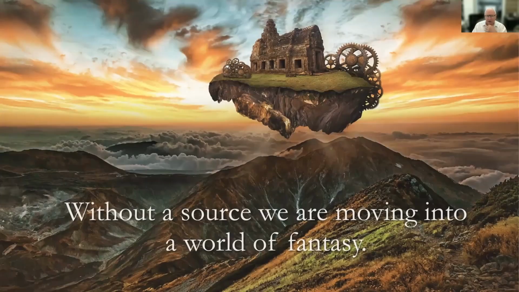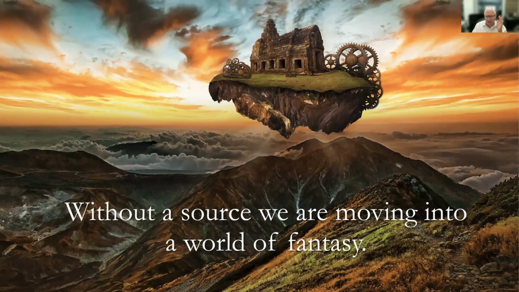Okay, so once again, without a source, we're moving into the world of fantasy. There's just no way we're going to be attached to anything that we could call reality. That's our lifeline, our saving rope, the rope we're rappelling off onto this unknown. That holds us to the reality of the world and the actual history.